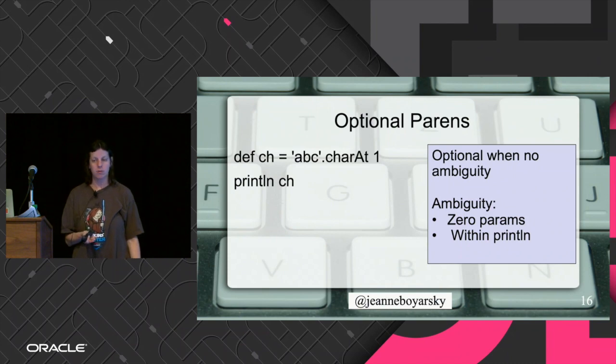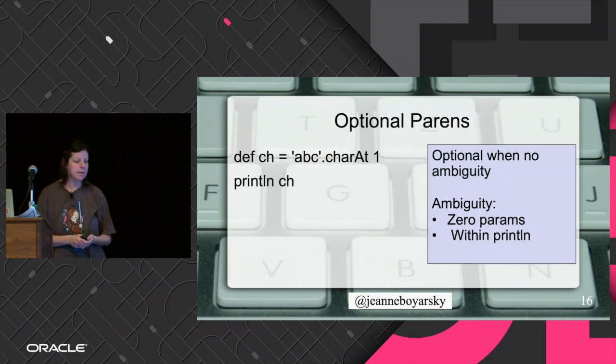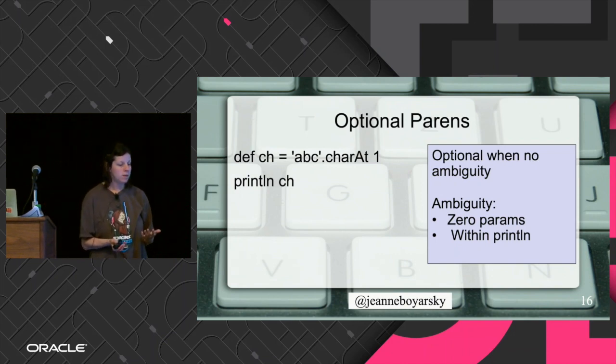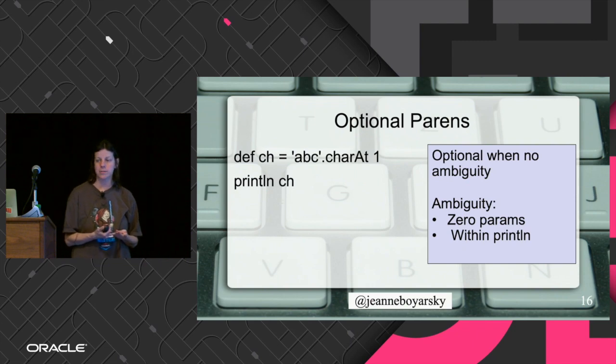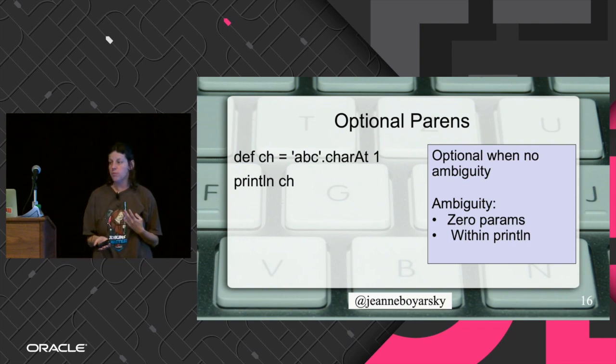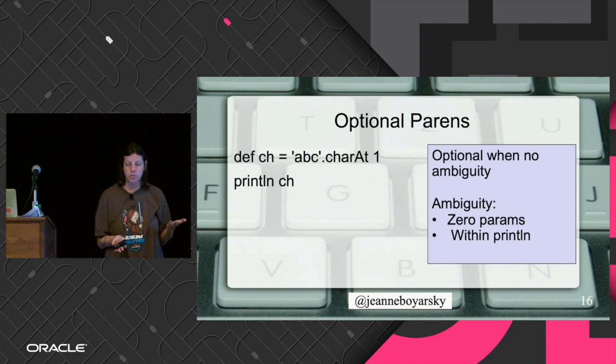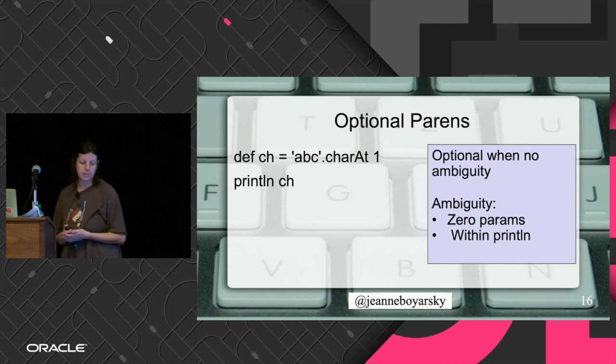Our next thing in Groovy, which is syntactic sugar, is optional parentheses. In many cases, you don't need the parentheses in Groovy, whereas you would in Java. So I can call charAt without parentheses. 1 is automatically the method parameter. It's useful whenever there's no ambiguity. If Groovy doesn't know what to do without the parentheses, it will make you add them. Most of the time, you don't need the parentheses, and that's good. Makes writing the code a tiny bit easier.